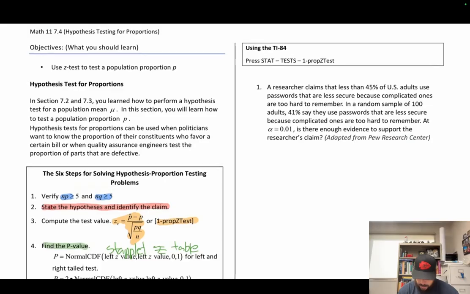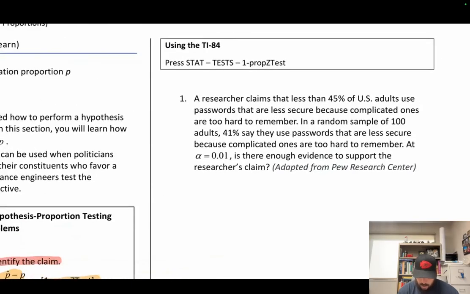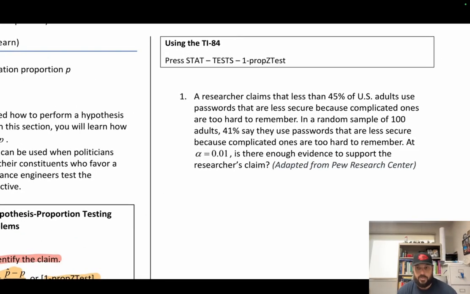All right, so let's just jump into our first example. I think it's the best way to learn this information. A researcher claims that less than 45% of U.S. adults use passwords that are less secure because complicated ones are too hard to remember. In a random sample of 100 adults, 41 say they use passwords that are less secure because complicated ones are too hard. At an alpha of 0.01, is there enough evidence to support the researcher's claim? All right, so we're going to go through our step process here.